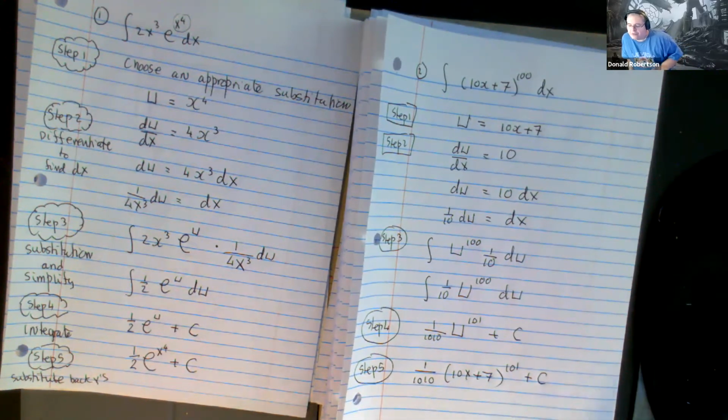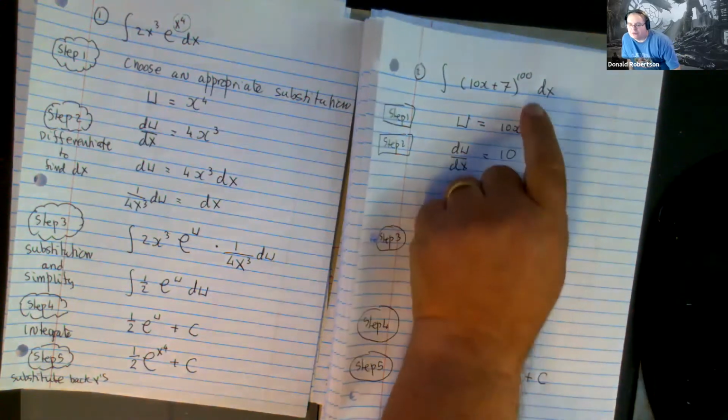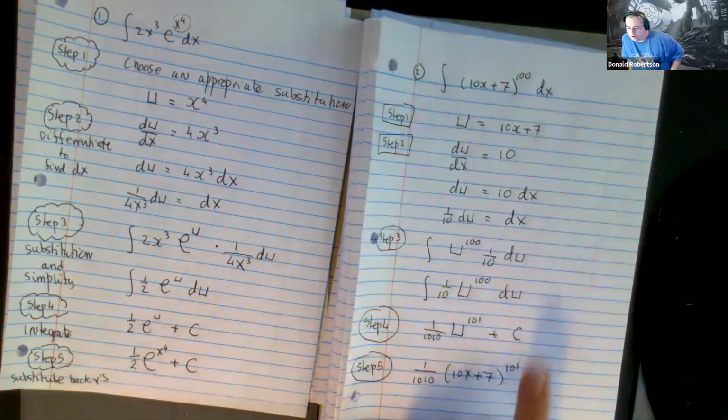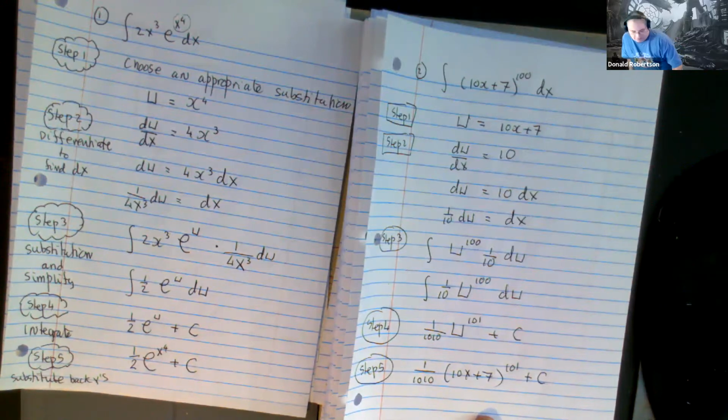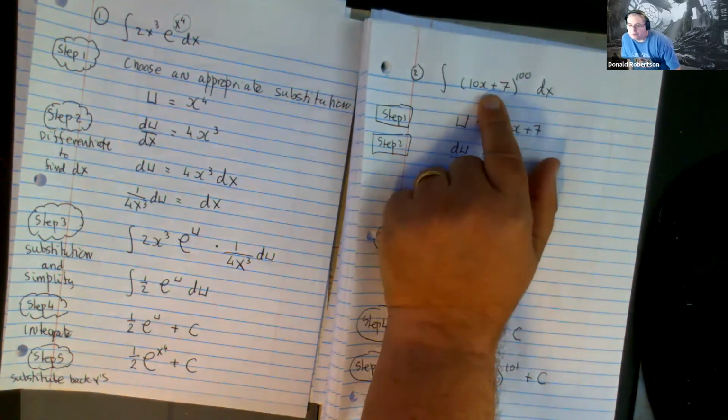Now, compared to the only other method that you could use to get that answer, this is a lot more efficient. Because the only other way you could do that would be to FOIL that out. Do you really want to go 10x plus 7 times 10x plus 7 times 10x plus 7, 100 times? Do you really want to multiply that together? I mean, can you just imagine that would just drive you crazy?